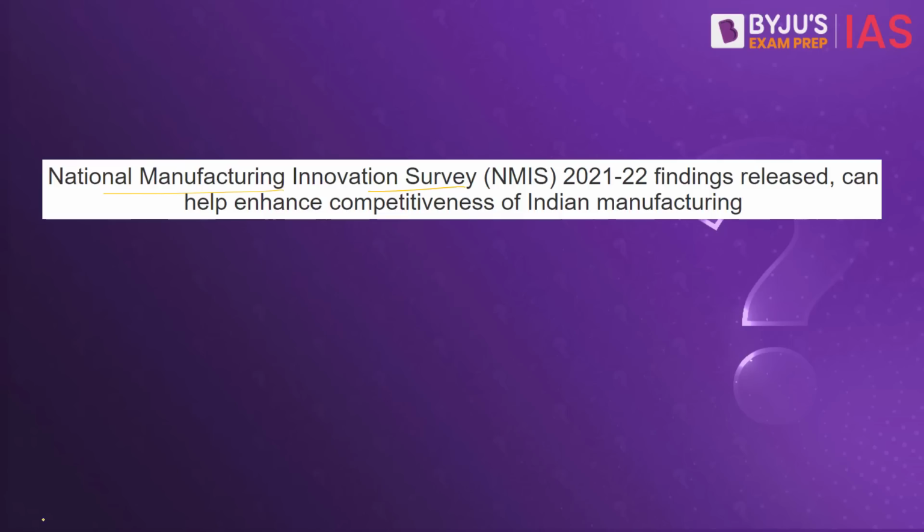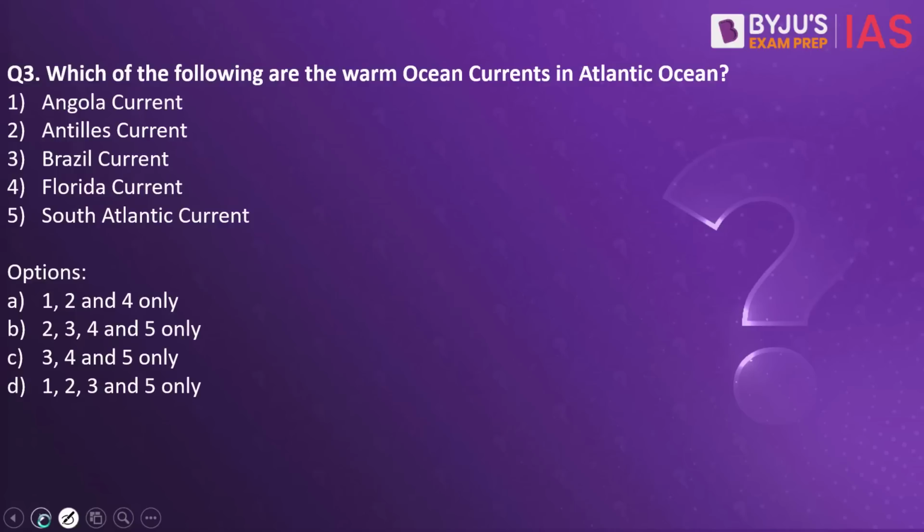Now let's look into the next practice question. Which of the following are the warm ocean currents in Atlantic Ocean? Angola current, Antilles current, Brazil current, Florida current, South Atlantic current. The answer to this is 1, 2 and 4 only. Why have we taken this practice question?